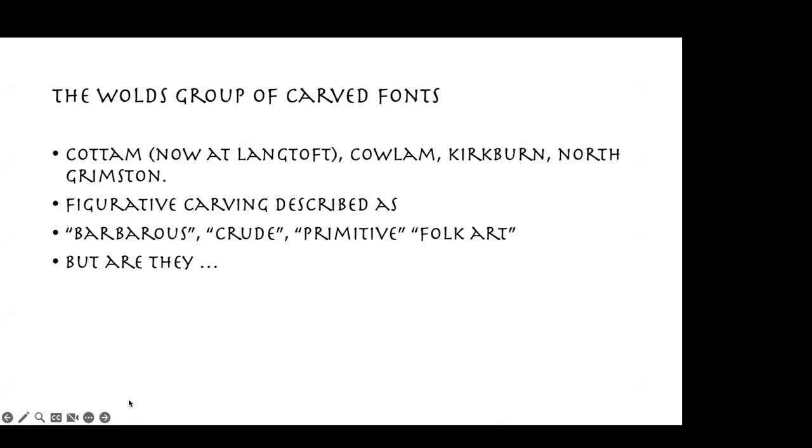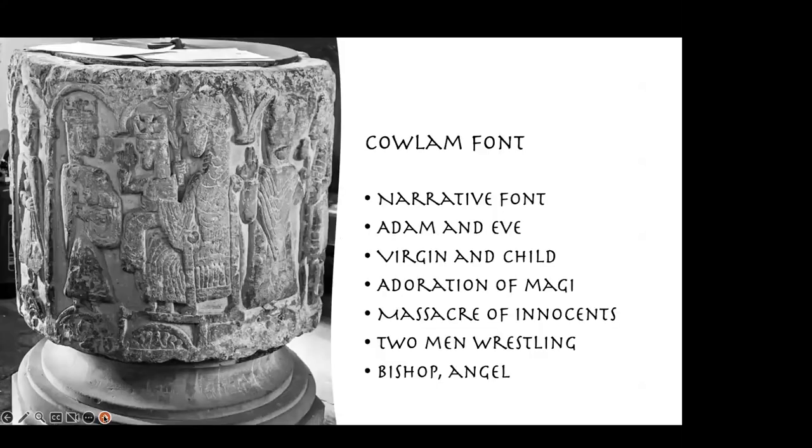And I use the word sculpture rather carefully, but it almost describes it. So we're going to start off with Cowlam, which is a little tiny church in a churchyard with the earthworks of the village behind it. And this is a narrative font, and it basically covers the early life of Christ. We'll begin with the adoration of the Magi. Now, here is the Virgin with the Christ child, with a crown, of course, and that is one of the Magi. The other two are round, so we'll go through the font.